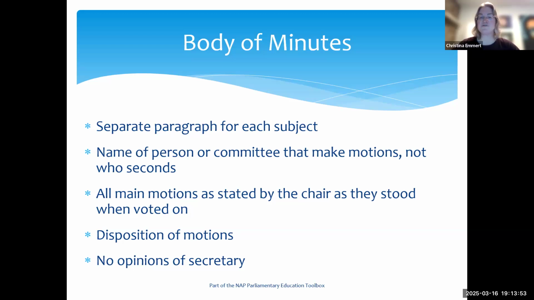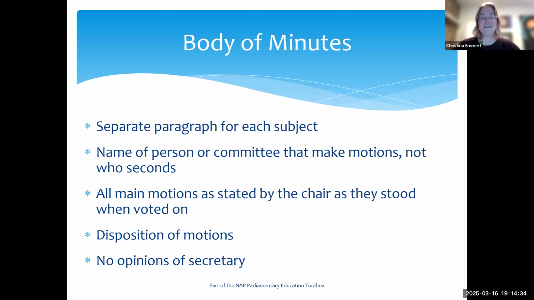Any main motions as they're stated by the chair as they stood when voted on. So you don't necessarily have to write down the main motion, and if it was amended several times, you don't have to keep rewriting the motion. So you want to write the motion in the minutes as it was stated, the way the members vote on it. So you do want to make sure it's clear when the president states the motion that it is in fact the motion that members are voting on, that the president repeated the motion correctly too. The disposition of the motions, like I said, whether they were adopted, whether they were rejected, referred, postponed, things like that, what happened to the motion.